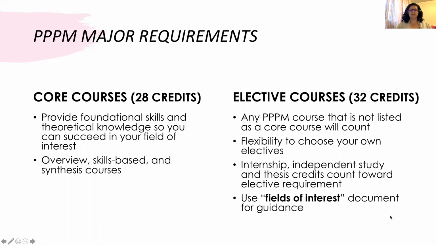Any 3 p.m. class that is not listed as a core class is going to count as an elective, right? So if it's not one of those 7 core classes that I mentioned earlier, it's just going to automatically count as an elective. This gives you flexibility to choose your own electives because we all have different learning goals, right? Internship, independent study, and thesis credits do count towards your electives requirement as well. I will be showing you where to find the fields of interest document. This is a good document to keep handy or bookmark because it's going to help provide guidance on which electives you might be interested in selecting.